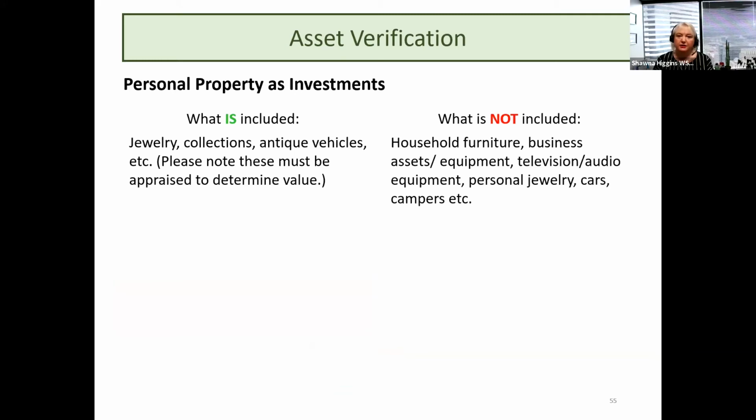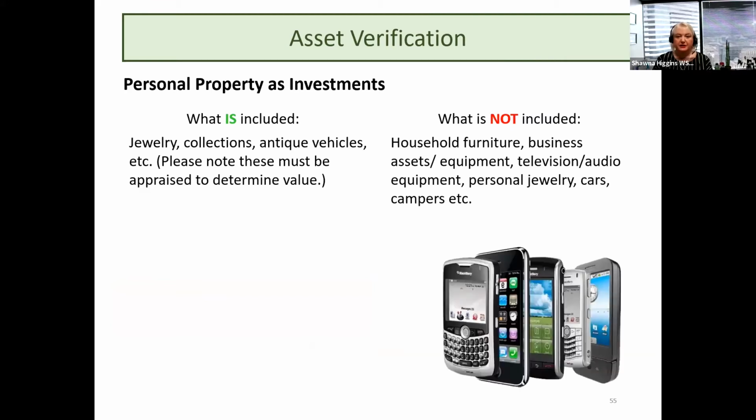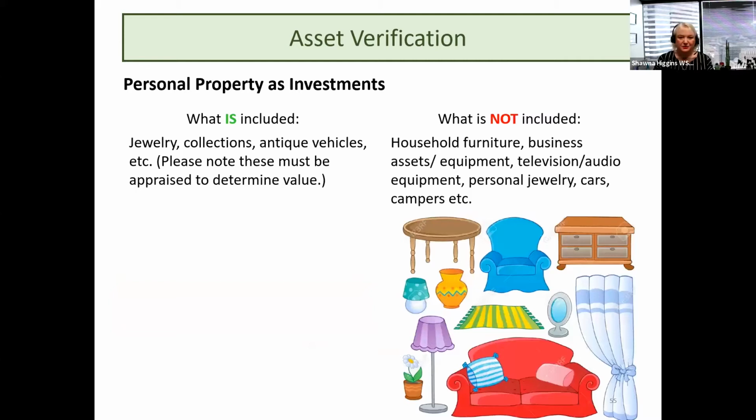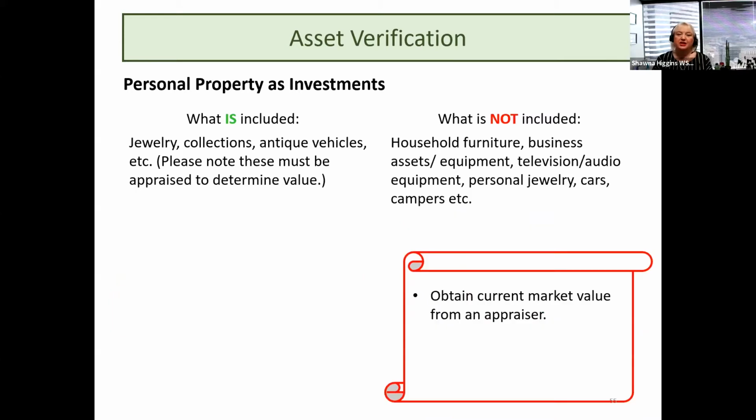And what is not included? So their household furniture, the business assets, equipment, television, audio, personal jewelry, stuff that they wear on a daily basis, cars that they drive to and from work, campers, none of that's going to be considered. Your cell phone, yeah, that looks a little dangerous. And household furniture. So you're going to want to obtain the current market value from an appraiser. And the cash value is going to be that market value you got from the appraiser minus whatever it's going to cost to sell it.